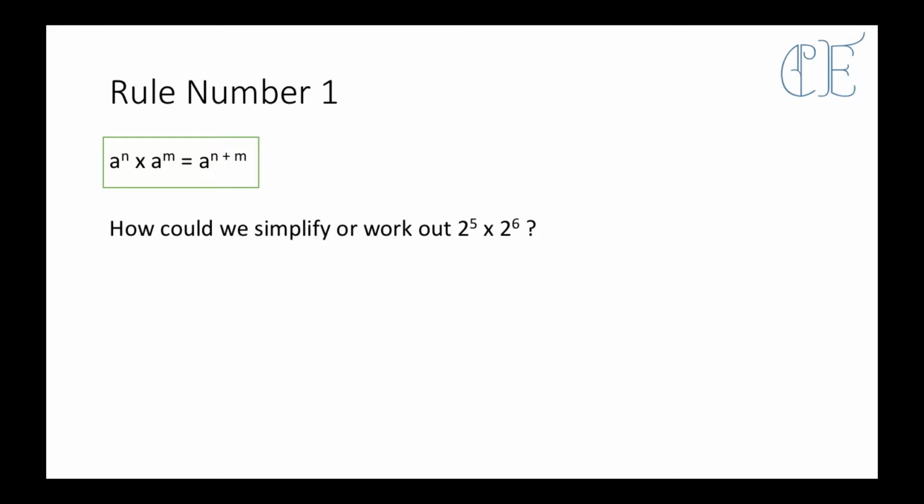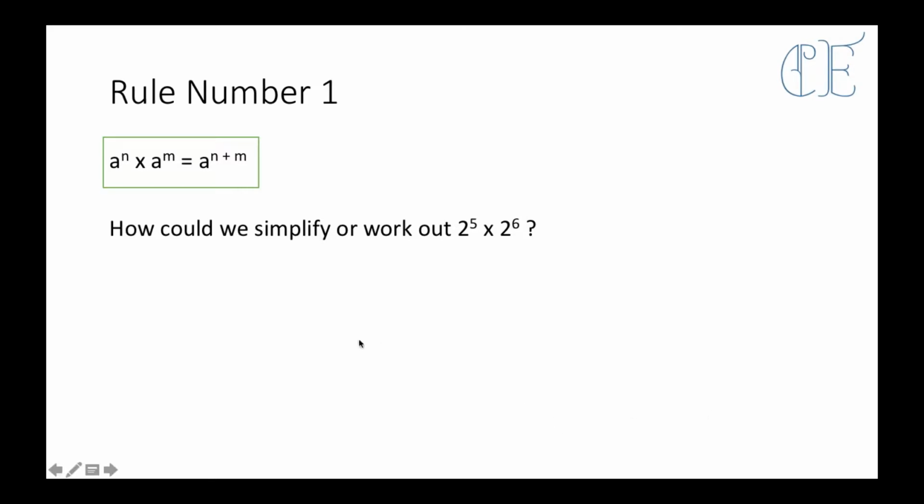So these rules are used when multiplying numbers with powers. So for example, here is the rule that you need to remember, and it looks really complicated, but I'll show you how to do it. So here is an example of a question. How could we simplify or work out 2 to the power of 5 times 2 to the power of 6?